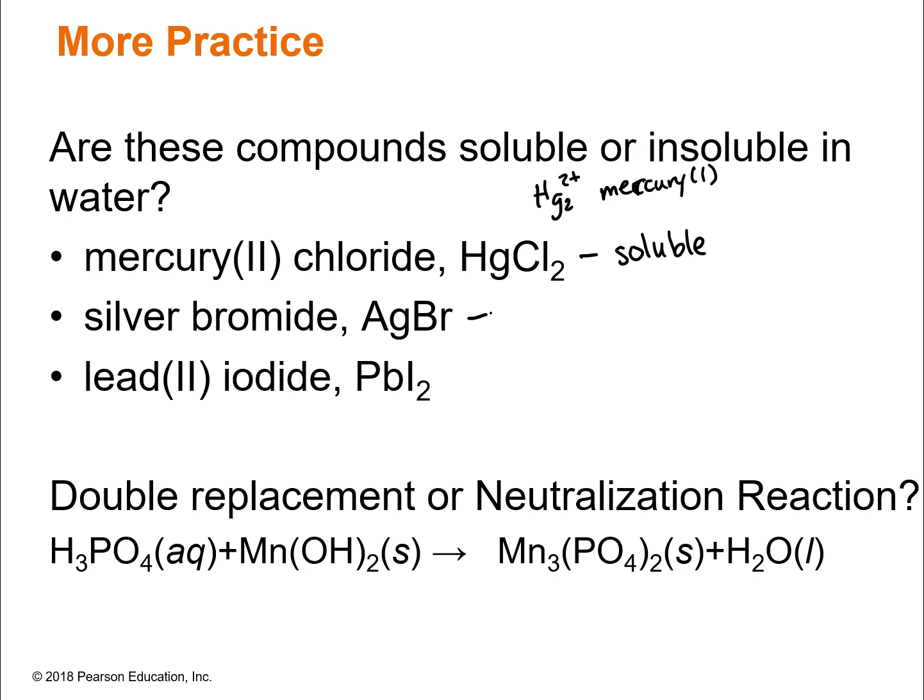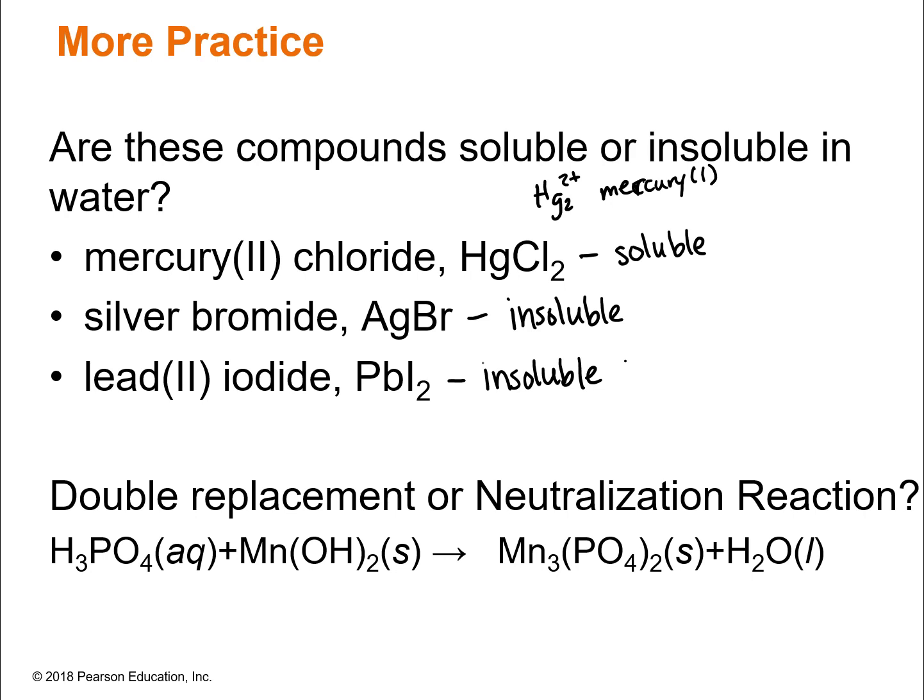Next, we've got silver bromide. Bromide is a halogen. So typically those are soluble, but silver is an exception. It's insoluble. Lead 2 iodide, same thing. It is a halogen. However, lead 2 is insoluble when paired with the halogen. So that's practice for how to use that chart.